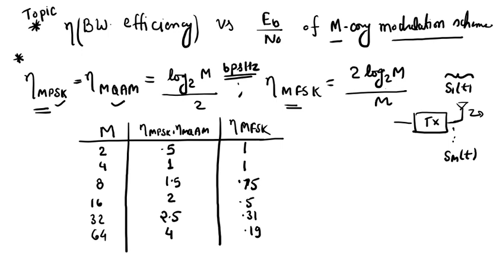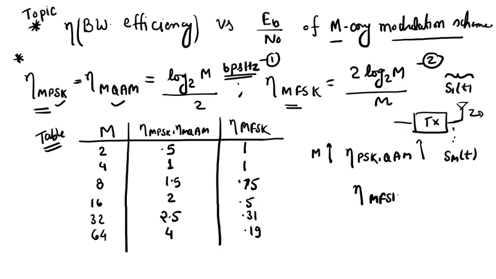So this is the table. We have used these formulas and we have made this table. From the table it is clear that as M increases, bandwidth efficiency of PSK as well as MQAM increases, whereas spectral efficiency, or bandwidth efficiency, of MFSK decreases.